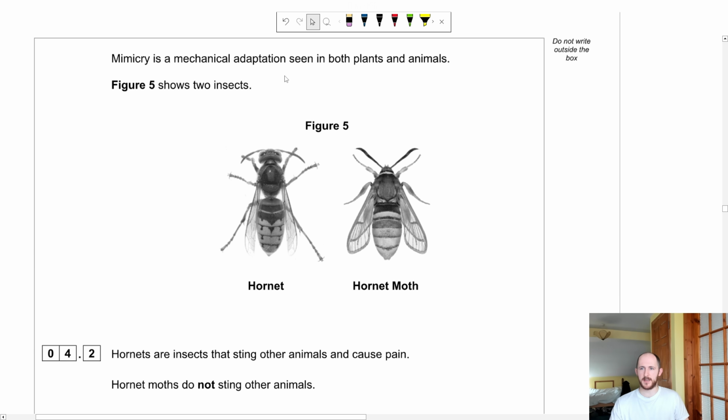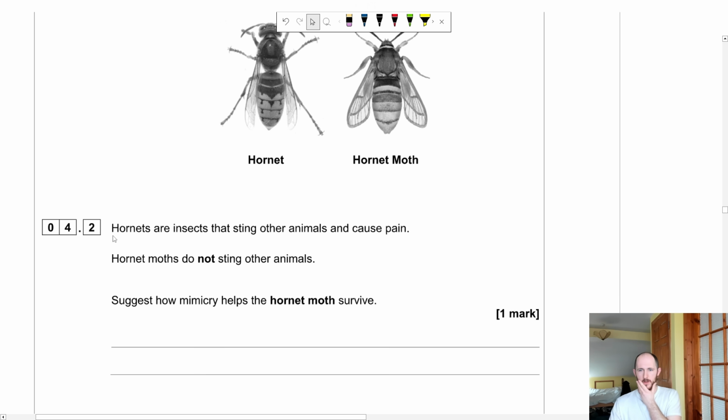Mimicry is a mechanical adaptation seen in both plants and animals. So you have hornets and a hornet moth. So they're obviously two different species, but the moth looks like a hornet. Hornets are insects that sting other animals and cause pain. So that's a chemical response because the chemical inside the sting is what actually causes the pain. Hornet moths do not sting other animals. It's just how mimicry helps the hornet moth survive. Well, hornets are dangerous, right? Moths aren't. But if you look dangerous, predators will stay away from you.